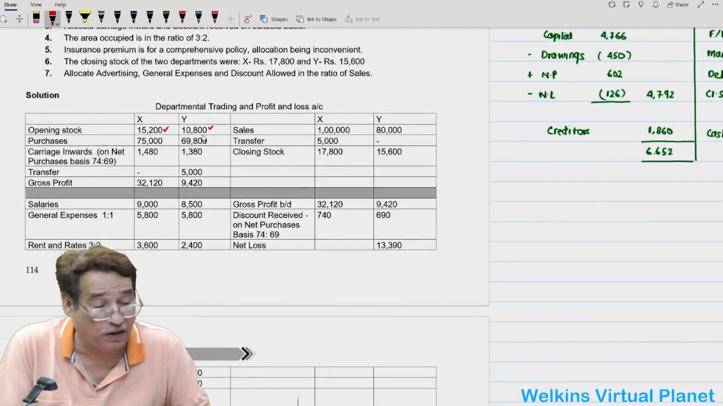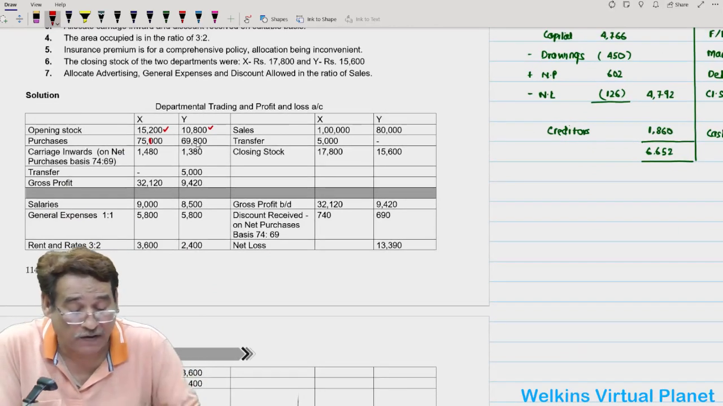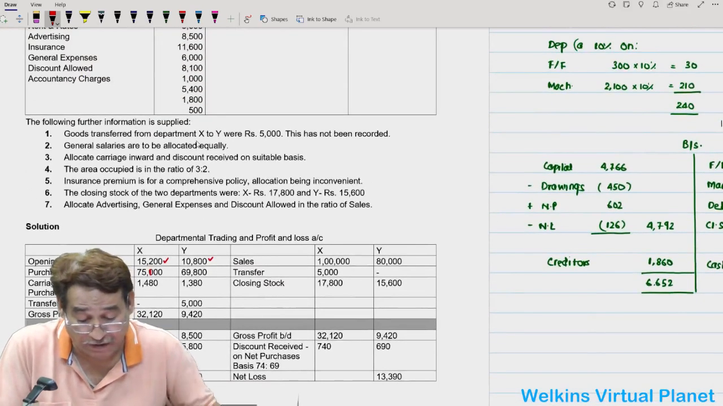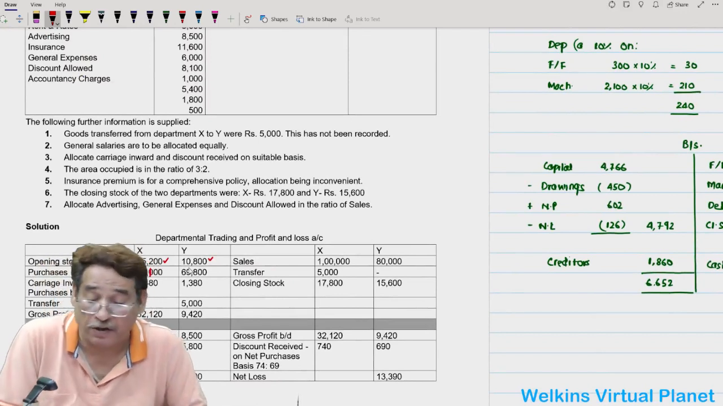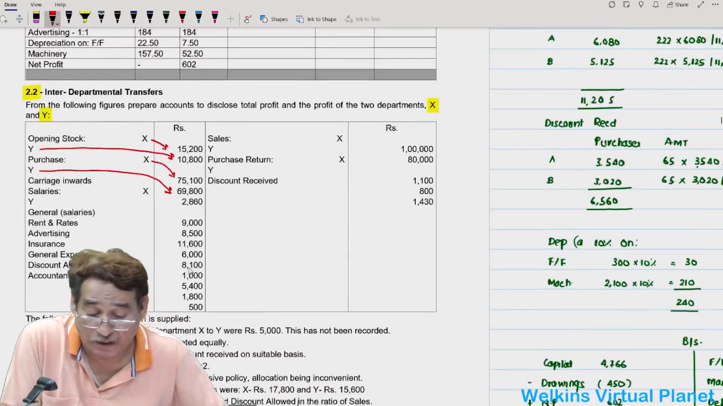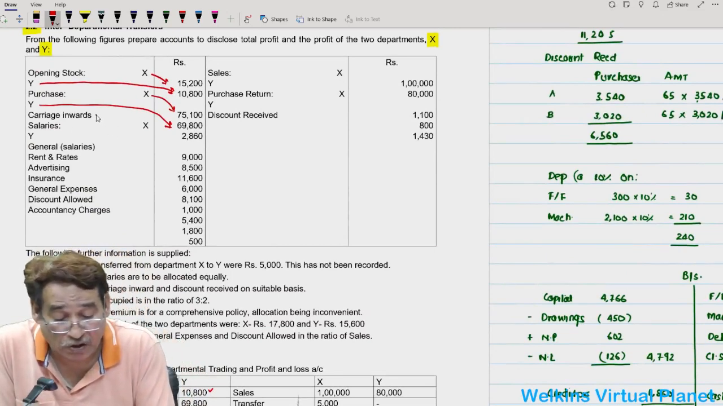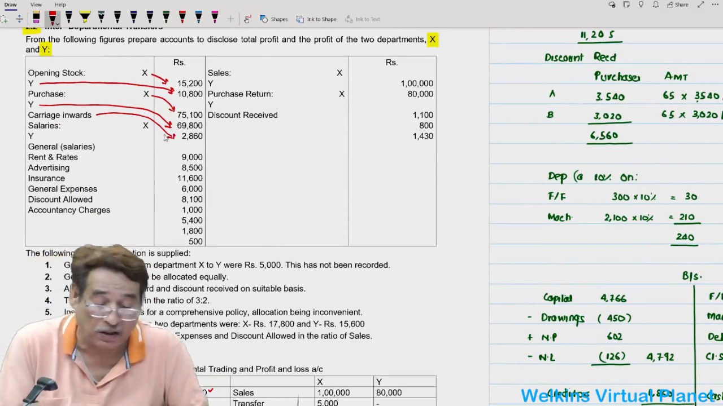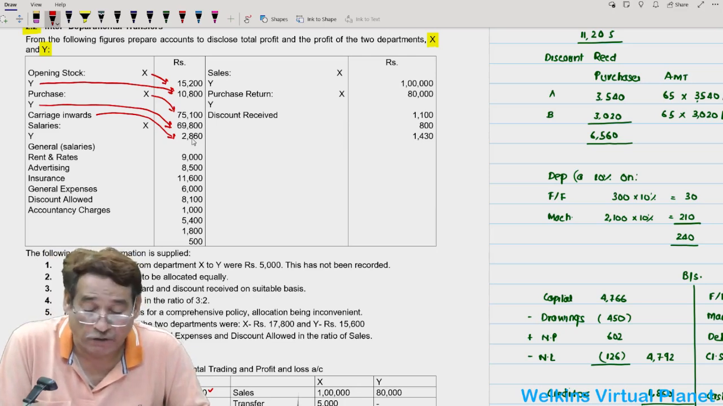75,000 and 69,000. 75,100 and 69,800. Correct? This is 75,100. 75,100 and 69,800. Then we have been given in this question carriage inward. Actually, carriage inward is 2860. And carriage inward will have to be divided.